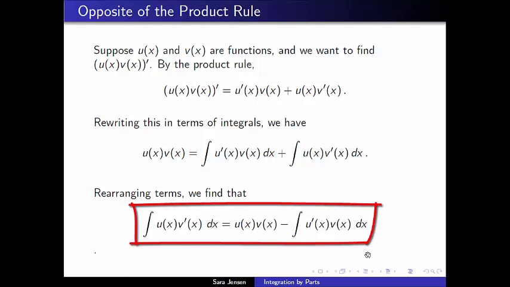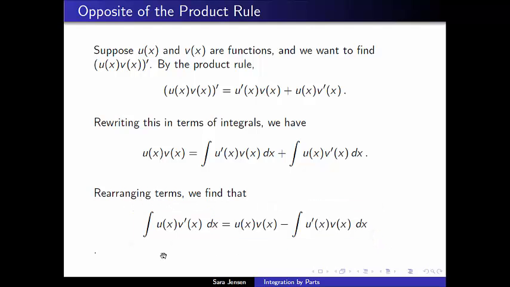And this formula right here is the formula that's typically written down as the integration by parts formula. And what it's telling us is, should we encounter an integral that looks like the left-hand side of this equation, then the undoing of the product rule for this function is given by this formula.